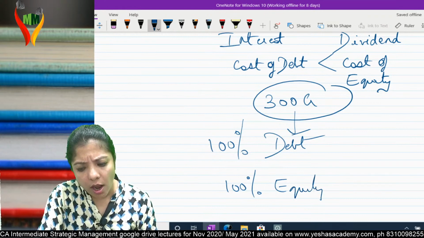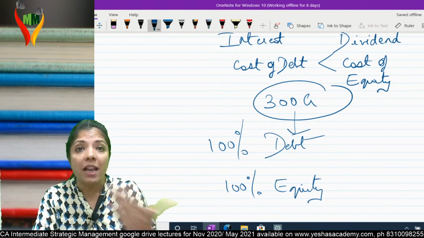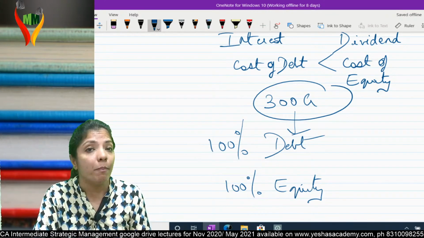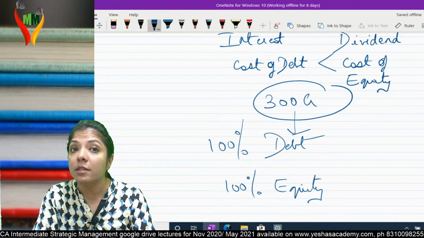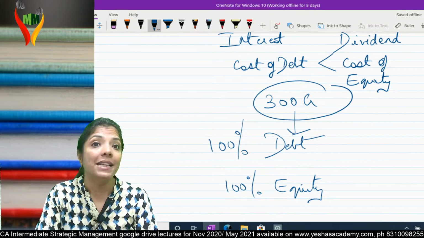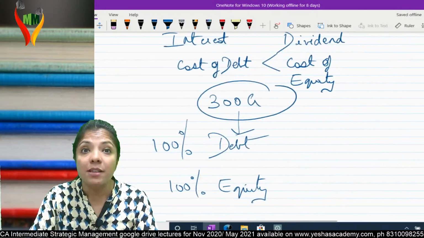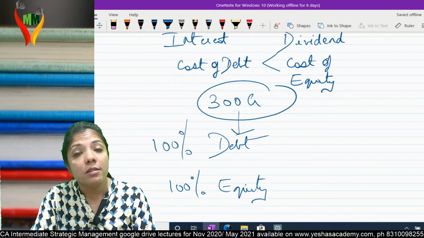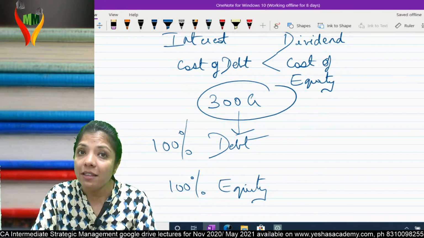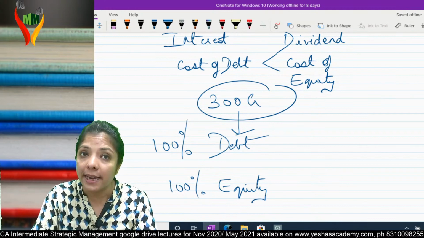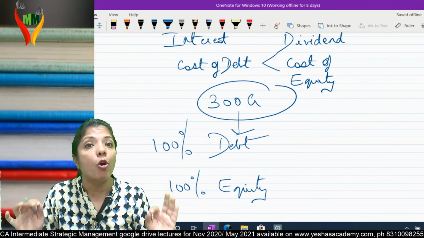Let's go for 100% equity. Okay, my cost of dividend is more, but I'll have to pay only when I earn. If I don't earn, I don't have to pay the dividend. But if I go for 100% equity, my control will get diluted, which can be a serious concern in today's hostile environment of takeovers, mergers, and amalgamation. So in short, neither should you go for 100% debt nor for 100% equity. There should be an appropriate mix.